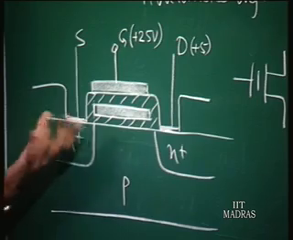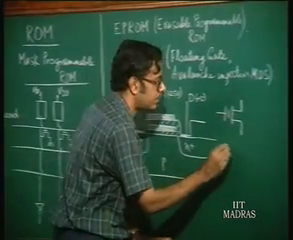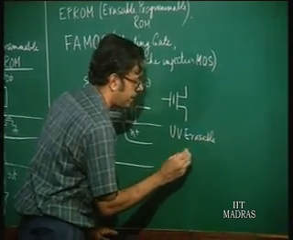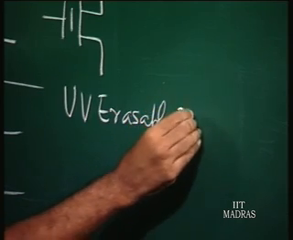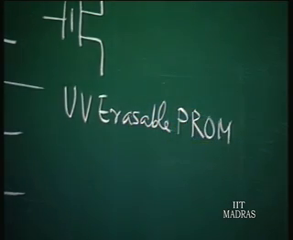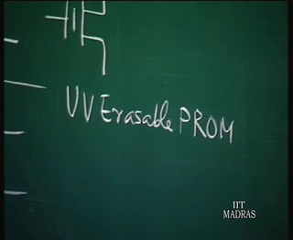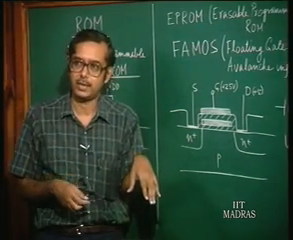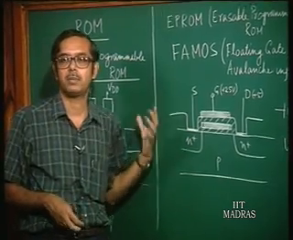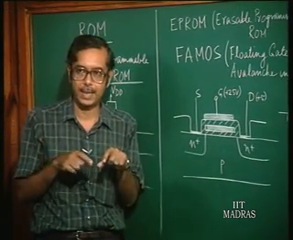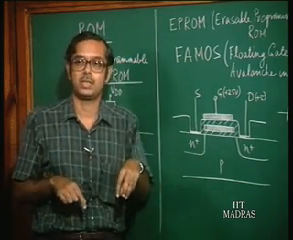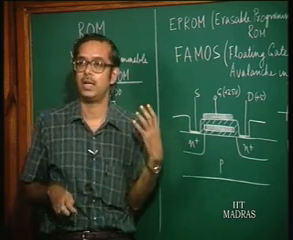So, to erase it, what has to be done is, you have what is called a UV erasable programmable ROM. Basically, what you do is, you expose the memory chip to ultraviolet light. These UV erasable programmable ROMs come in a particular package where there is a glass window on top. So, you can expose the memory cells to ultraviolet light.